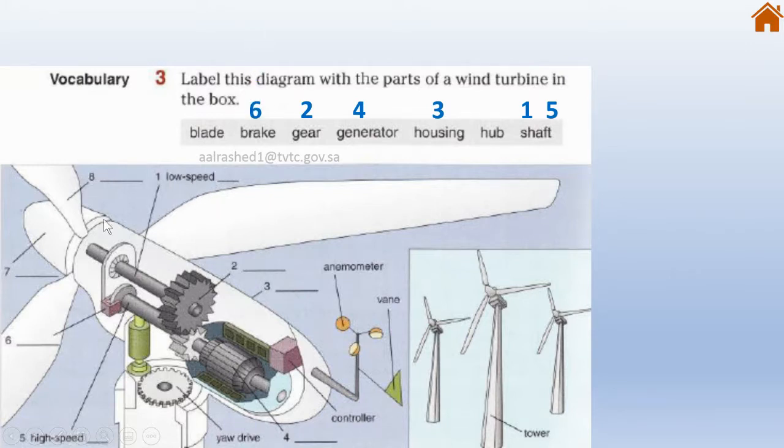Okay, 6. For 6, this is the brake. Okay, as the name entails, brakes would stop the turbine from rotating, the rotor from rotating. 7. Okay, this is the hub. Now this part is the hub.